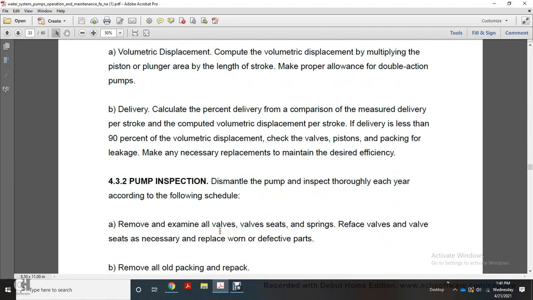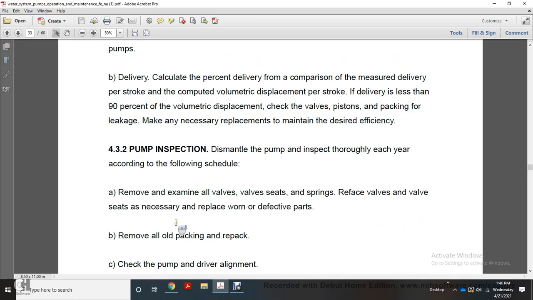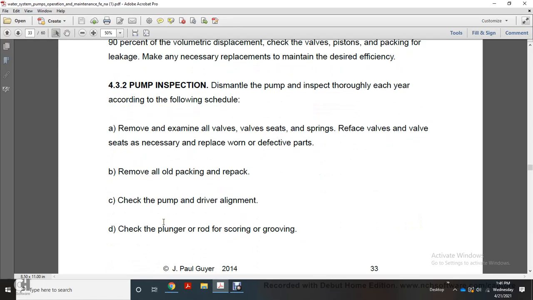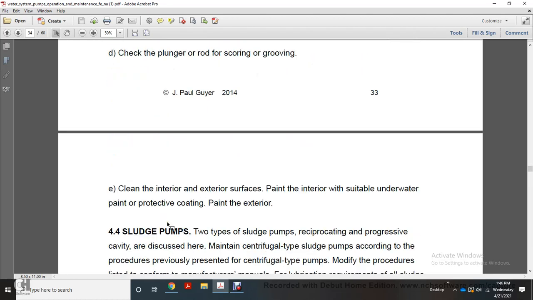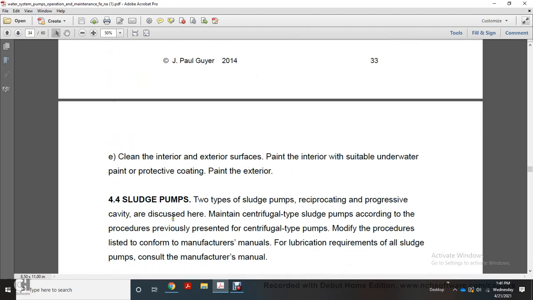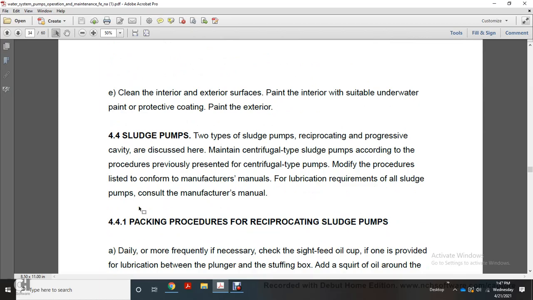Pump inspection. Dismantle the pump and inspect it thoroughly each year according to the following schedule. Remove and examine all valve seats and springs, replacing valve seats and worn or defective parts as necessary. Remove the old packing and repack. Check the pump and driver alignment. Check the plunger and rod for scoring and grooving. Check the interior and exterior surfaces and paint the interior with a suitable underwater paint or protective coating. Paint the exterior.